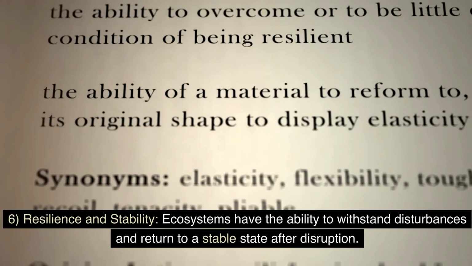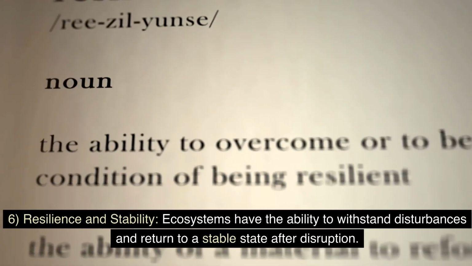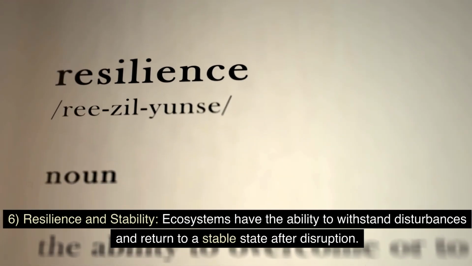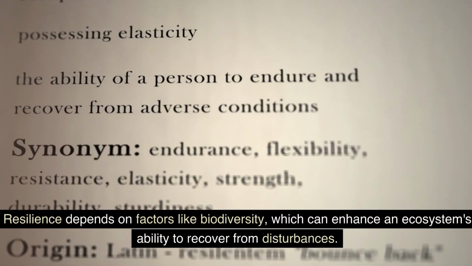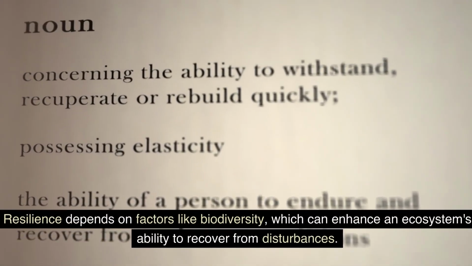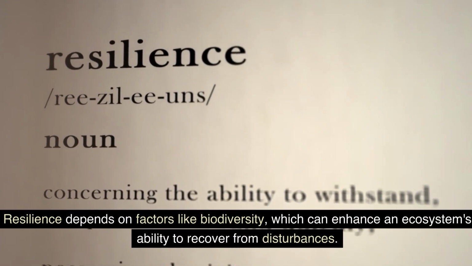6. Resilience and stability. Ecosystems have the ability to withstand disturbances and return to a stable state after disruption. Resilience depends on factors like biodiversity, which can enhance an ecosystem's ability to recover from disturbances.